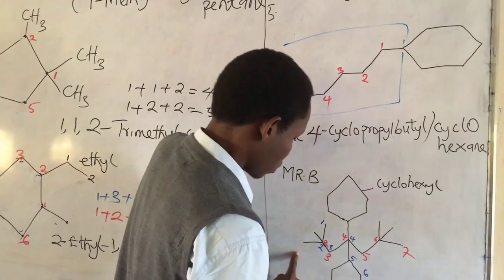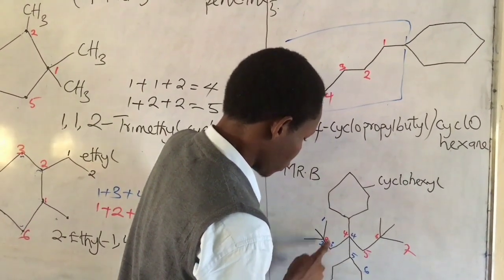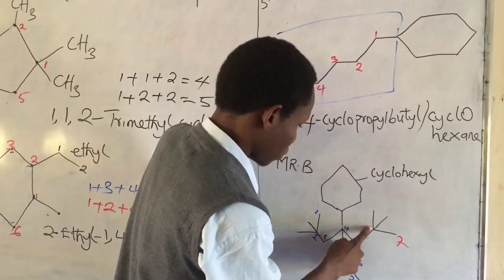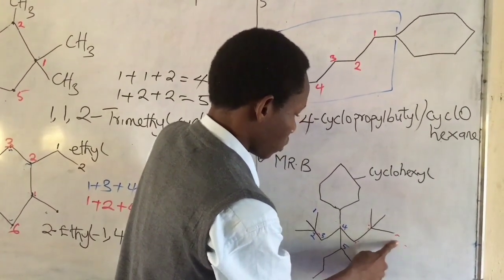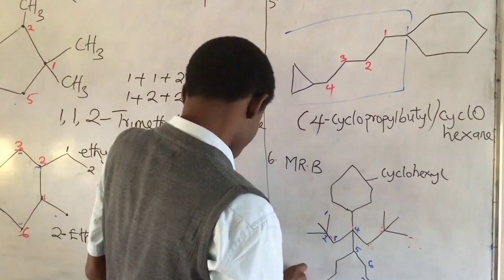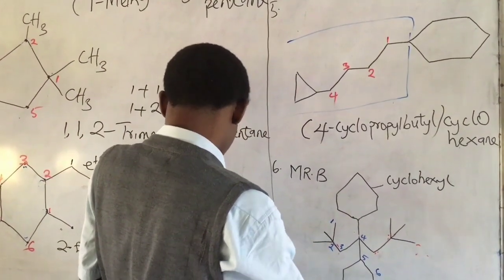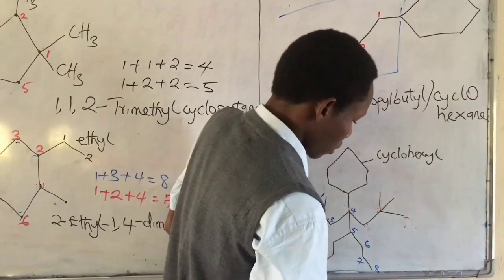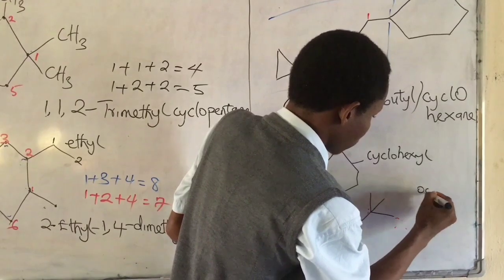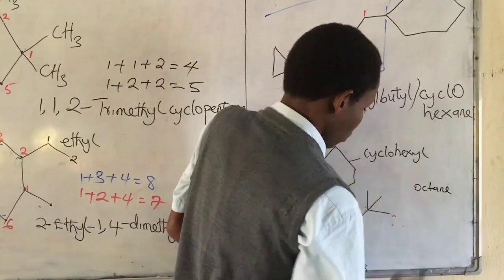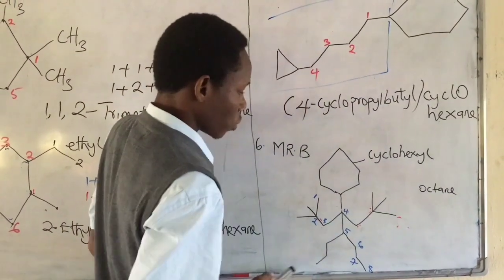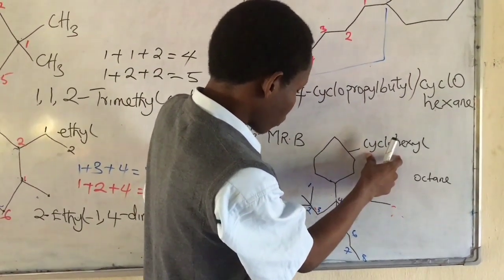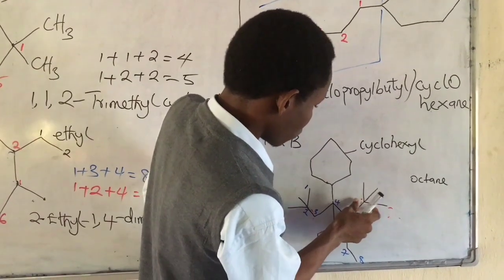Let's do away with this. Let's erase this. Okay, let's use our black. So octane has the longest chain. The next thing will be going for our substituents. So we have cyclohexyl as a substituent, then we also have this as a substituent.